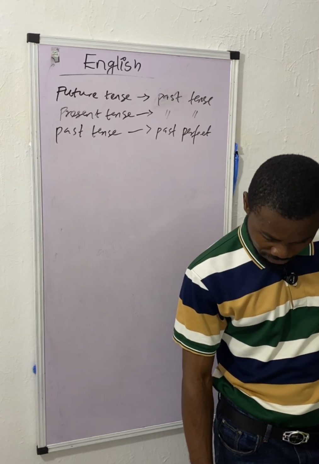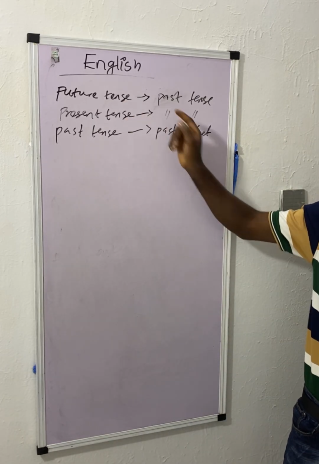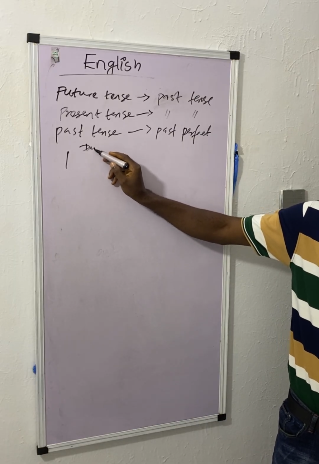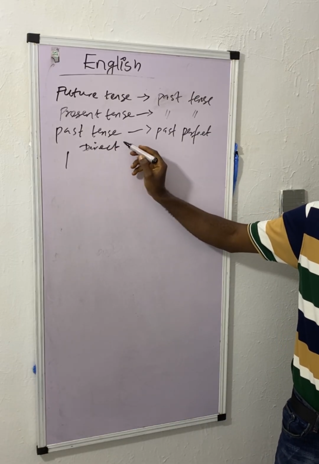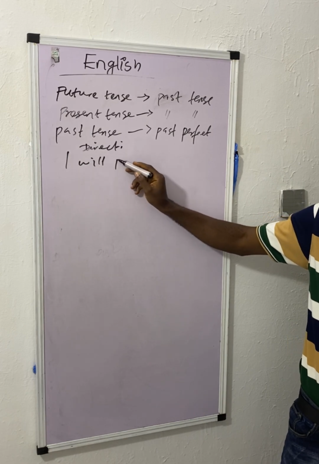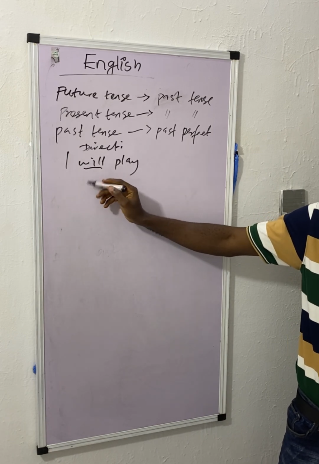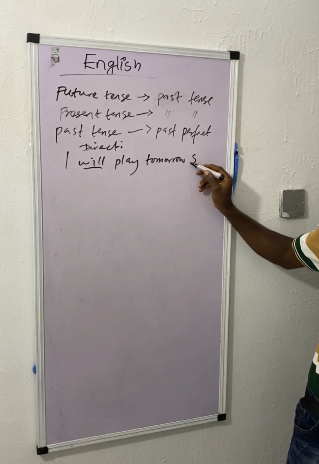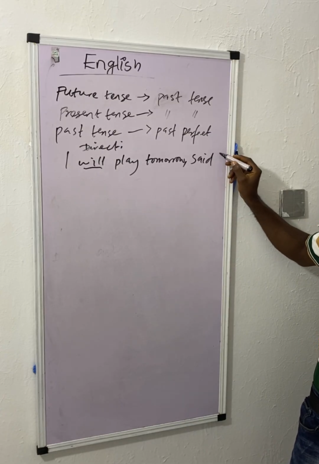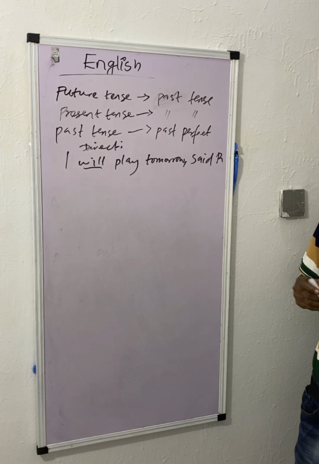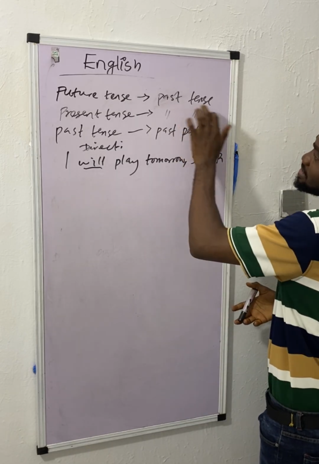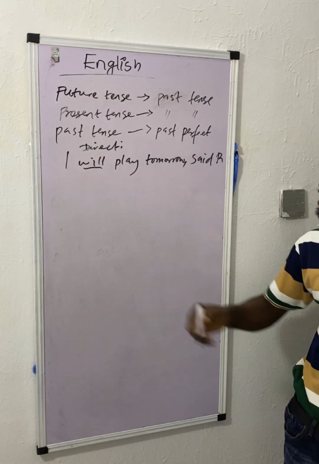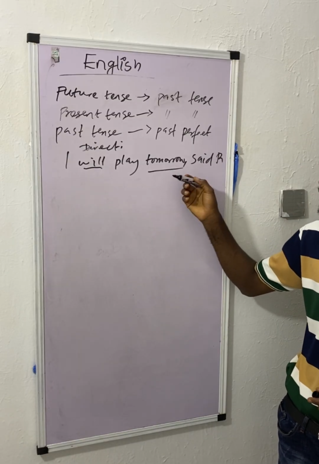We have a direct speech, and we are looking at the future tense now. This one is a direct or quoted speech. "I will play tomorrow," said Ronaldo. This one is a future tense, right? We express it in past tense. So Ronaldo said that he would play the next day. Tomorrow is converted to the next day.